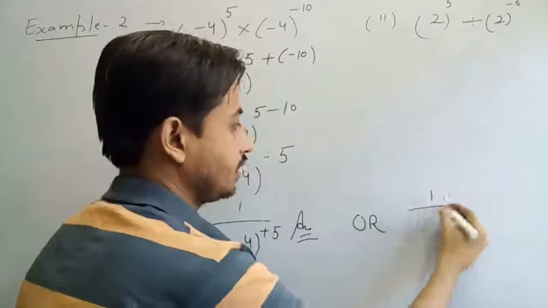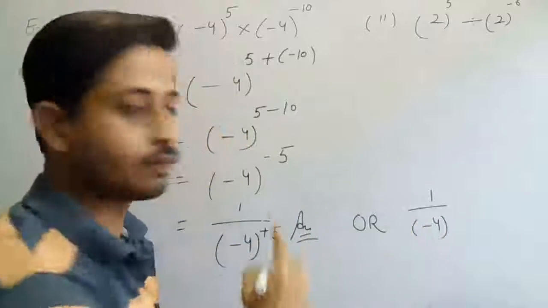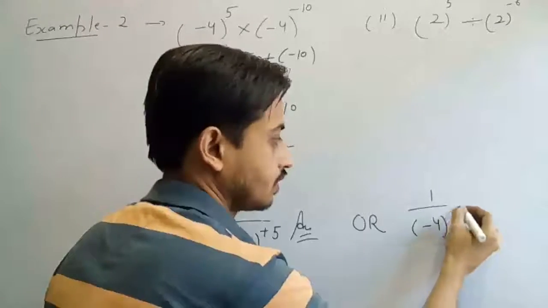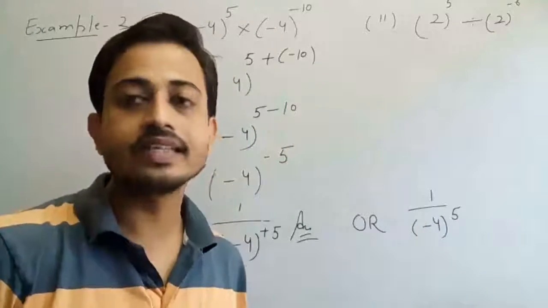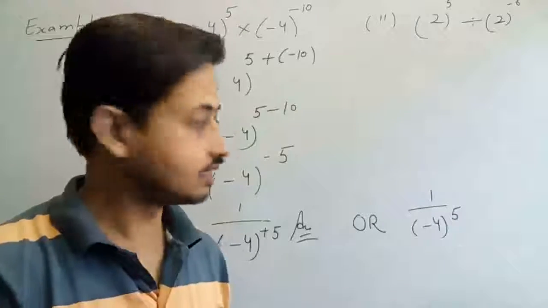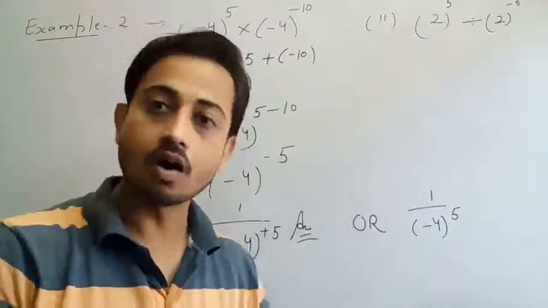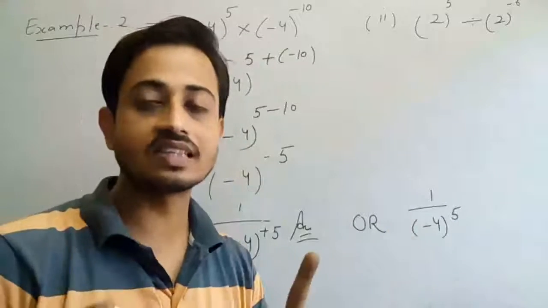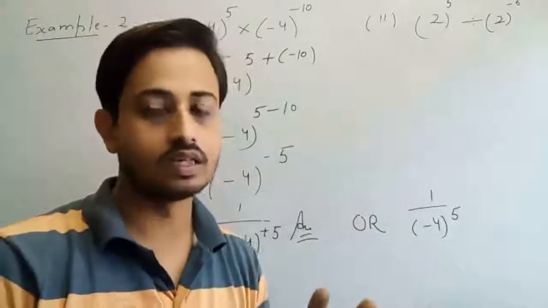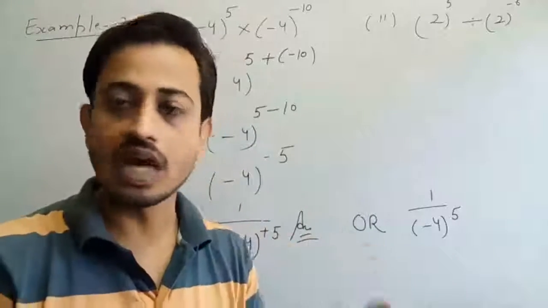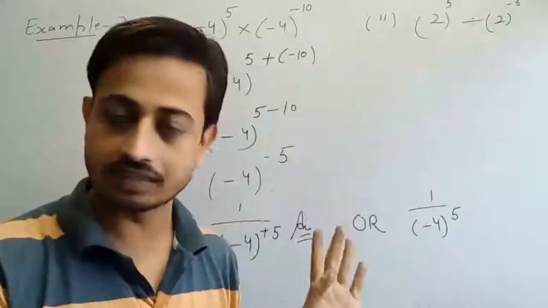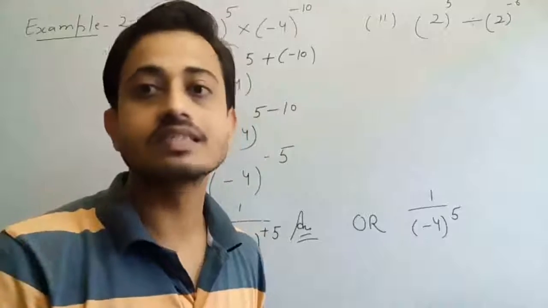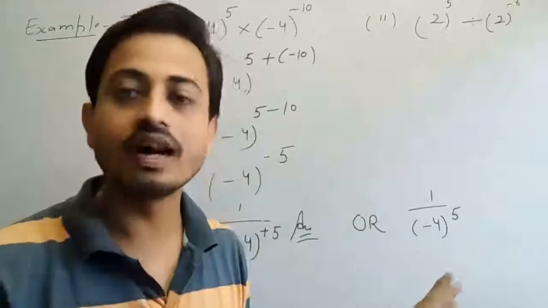1 divided by negative 4 raised to the power positive 5, and positive 5 simply can be written as 5. Now if you find the exponent is negative, you have to check the number of the power. Here the power is 5. You have to check whether the power is either even or odd. If the power is odd, you have to put the sign before the brackets. And if the power is even, you can remove the negative sign.